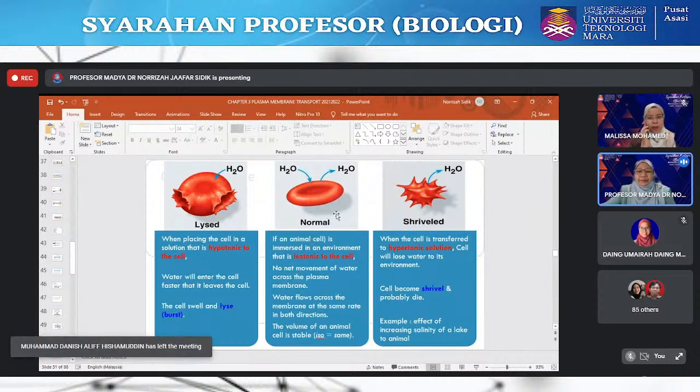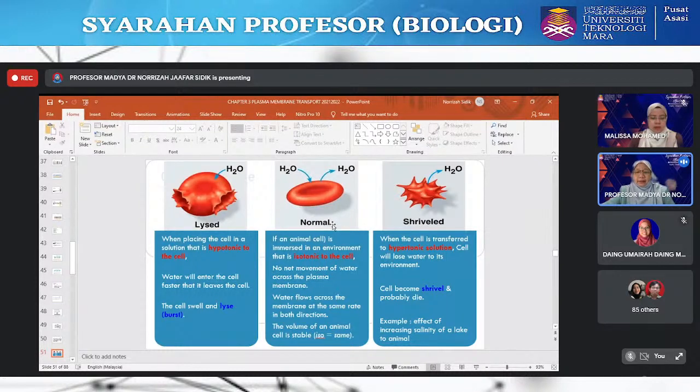For the isotonic, if the blood cell is immersed in an isotonic environment, there is no net movement of water across the plasma membrane. The water flows across the membrane at the same rate in both directions, in and out. However, when put in the hypertonic, the cell will lose water to the environment and become shriveled. It will contract and then it will die.